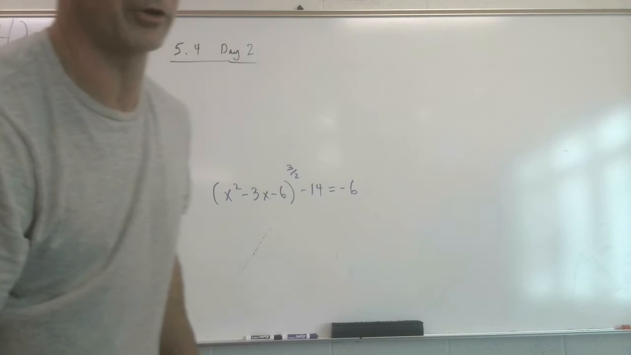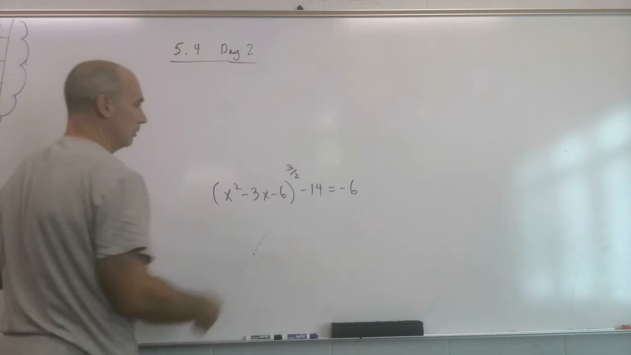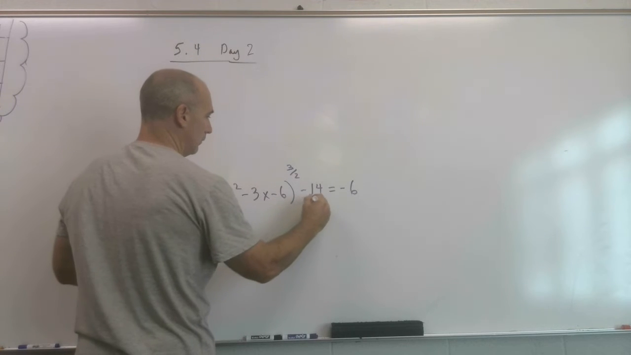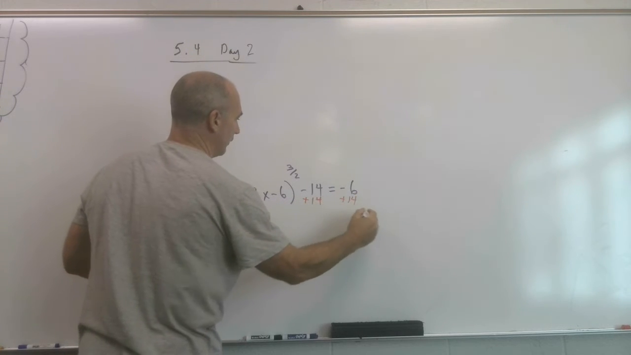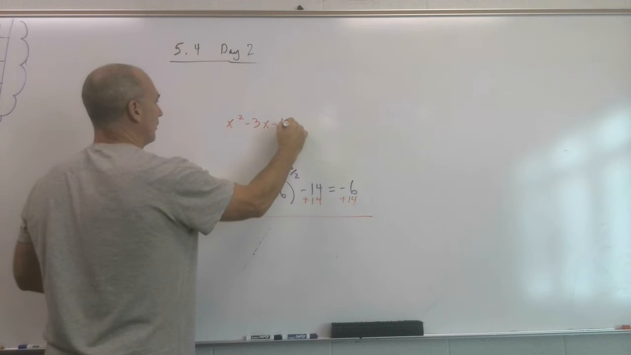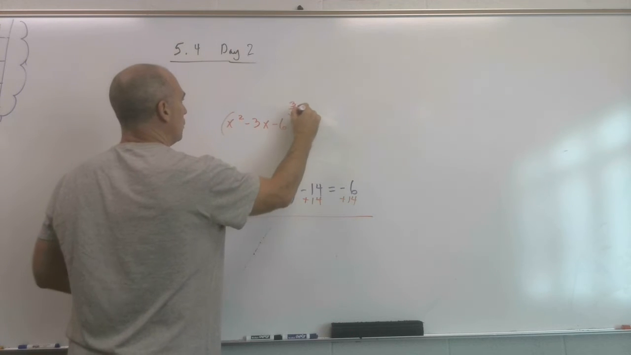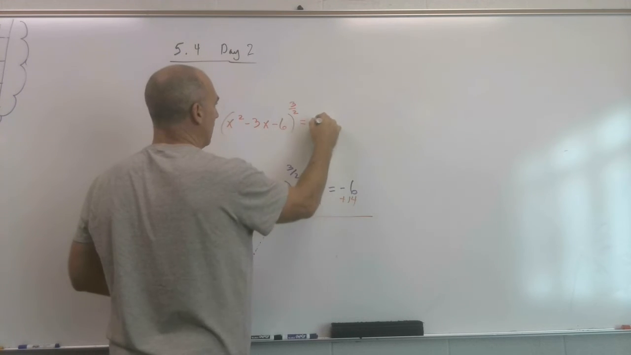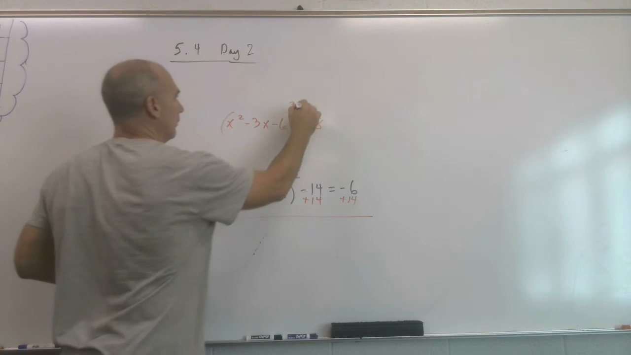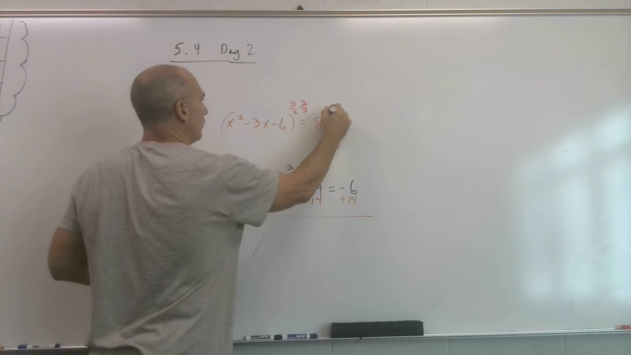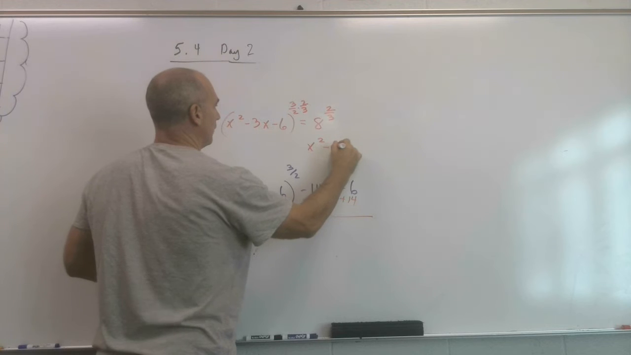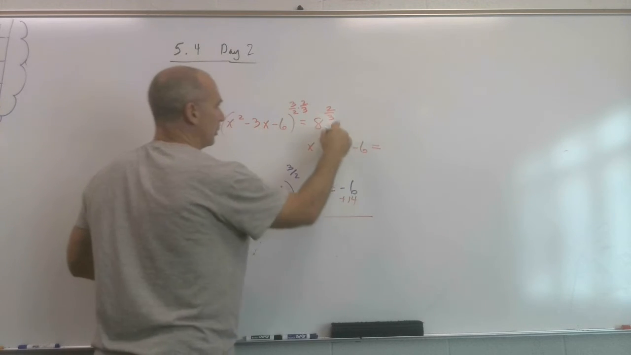Last problem of your examples. Uh-oh. Look at this. Minus 14. What am I going to do with that? Well, don't let it bother you. Get rid of it. So then I get x squared minus 3x minus 6. Very wonky looking problem. Equals 8. Well, can't make sense of this, so get rid of it. To the 2/3. So what do I get? X squared minus 3x minus 6 equals. What do I do with this?